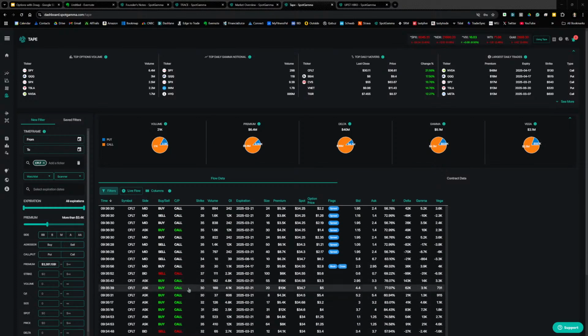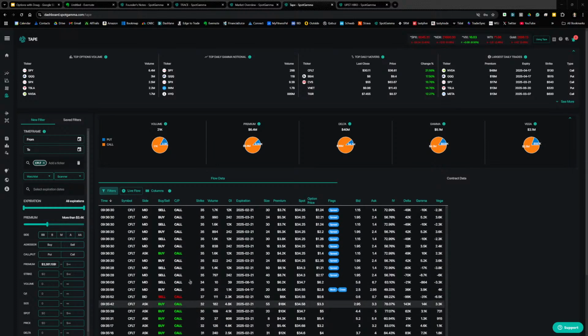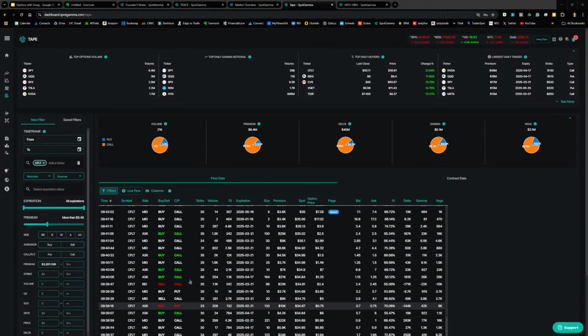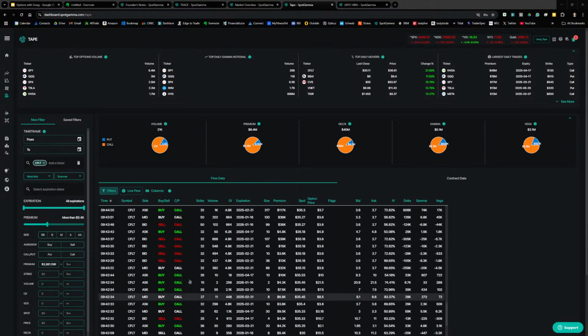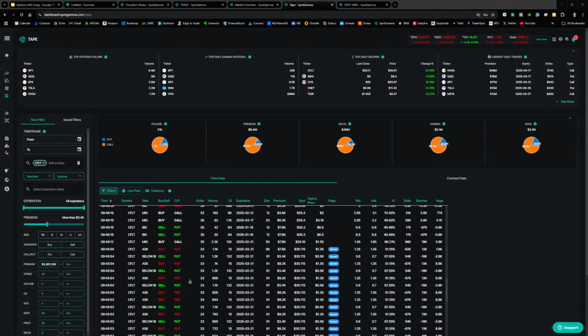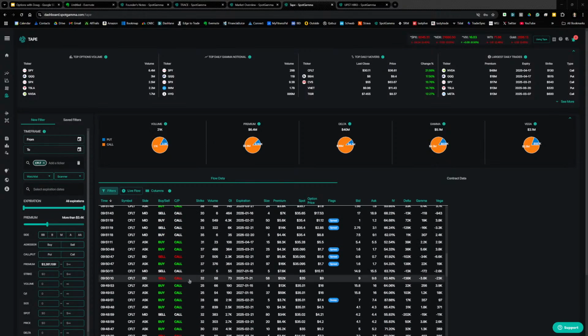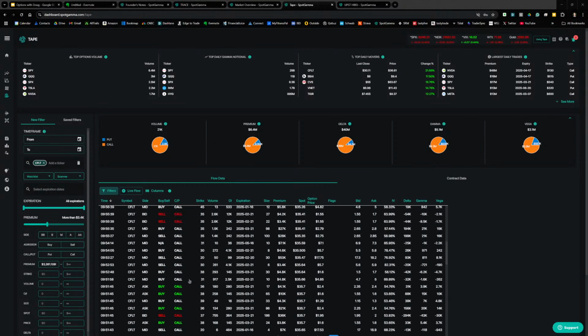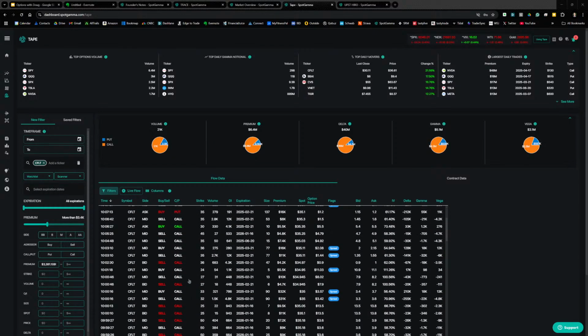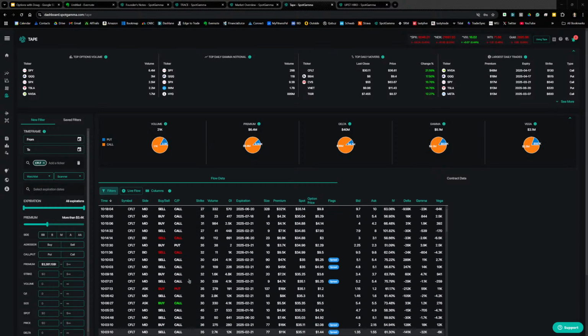$9.35, a lot of call buyers coming in. I do have this filtered a bit to show the larger transactions. More call buyers and traders starting to sell calls. And that stops at 10.18. Let me refresh this.